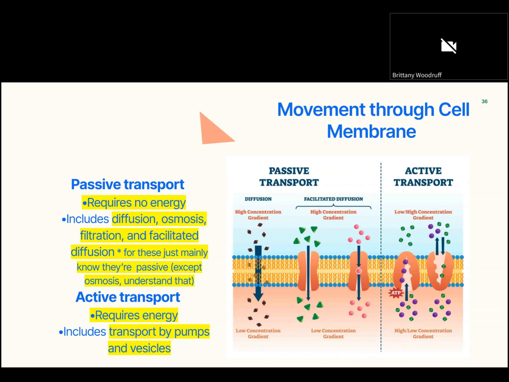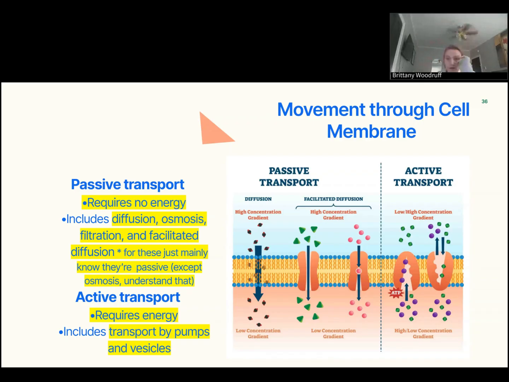When we come across them later on in the semester, for example, we're going to talk about filtration when we get to the kidney, we'll get to them. But for right now, just know whether they're passive or active. I'm not going to ask you to identify the exact mechanics of diffusion, but I might ask you something like, is diffusion active or passive? So I want you to be identifying if they're active or passive, but beyond that, I really want you to focus on understanding osmosis.